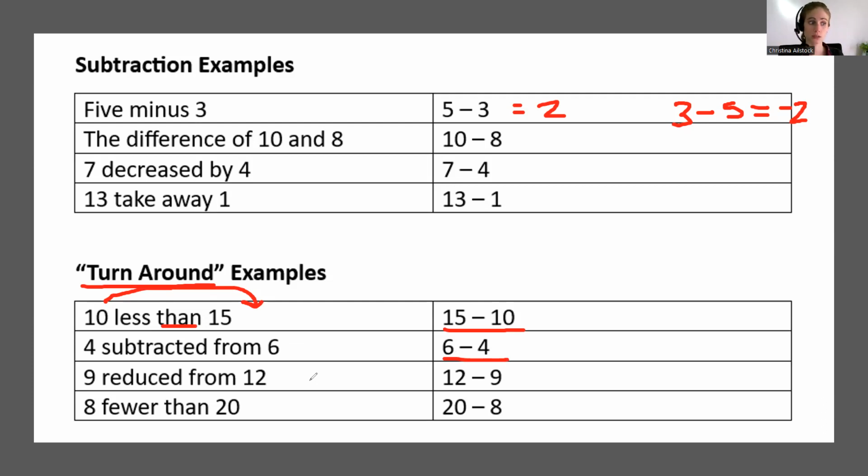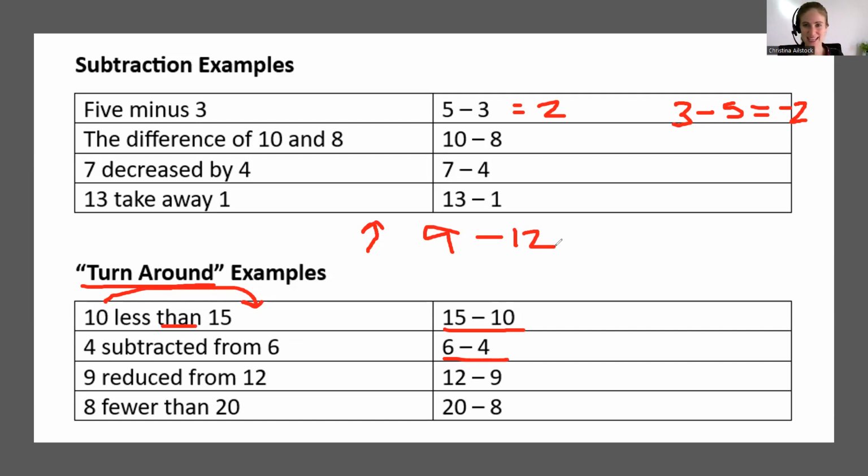Oh no, that's actually a good point. Since it says 9 reduced from 12, the 9 comes after. But if it said 9 reduced by 12, then it would be like one of these examples up here, 9 minus 12. So the phrasing is very important.